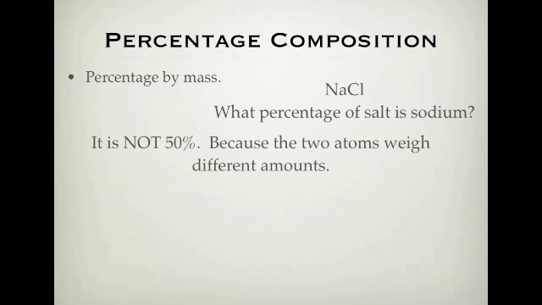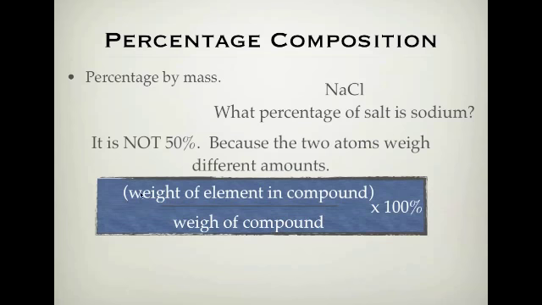It's not 50% because the two atoms weigh different amounts. Sodium weighs a different amount to chlorine. What we want to do is find out the percentage by mass of sodium in sodium chloride. So what we need to do is get the weight of each element in the compound and then divide it by the full weight of the compound. So we get the weight of sodium, which is 23, divided by the full weight of the compound, which is 23 plus 35.45.